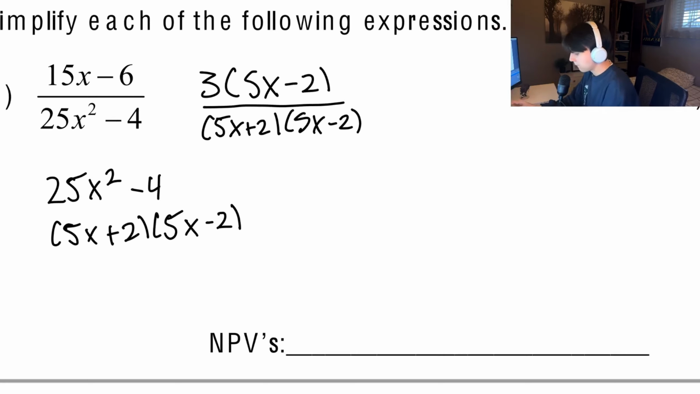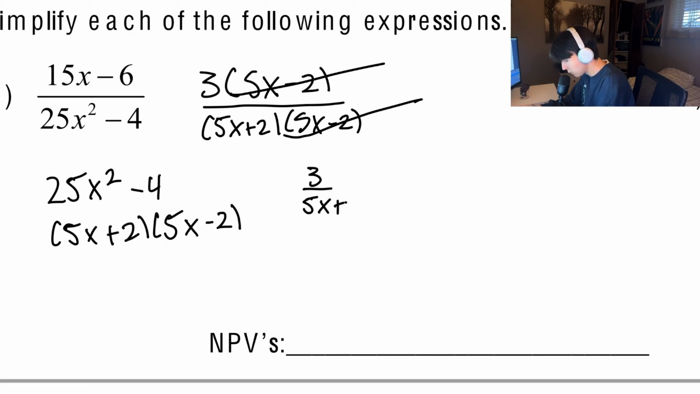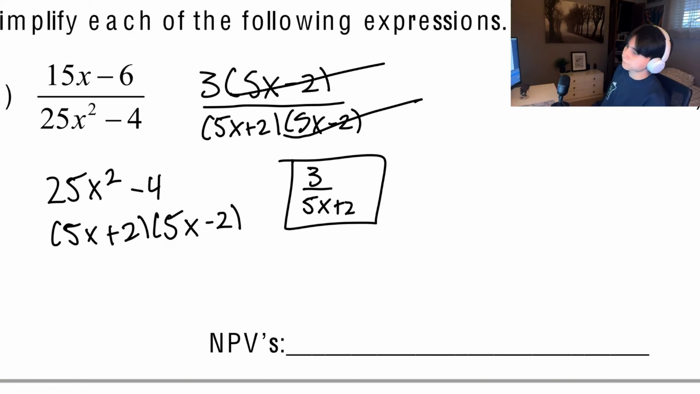Cool. So now we can cross out and simplify whatever's common. If you notice here, we have 5x minus 2 on the numerator and 5x minus 2 on the denominator. So cross those both out and you get 5 over 5x plus 2 as your simplified version. Cool.